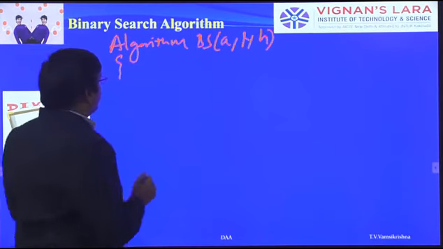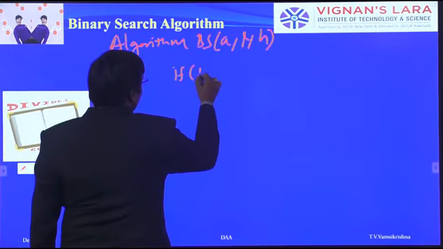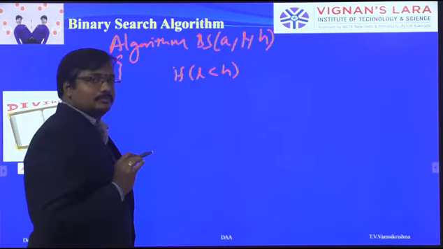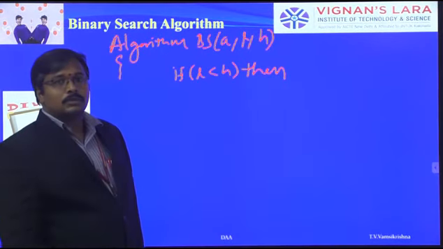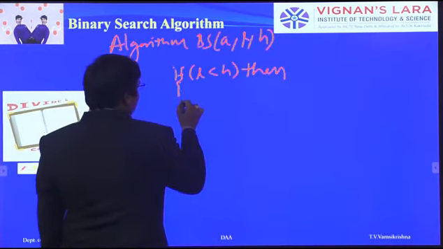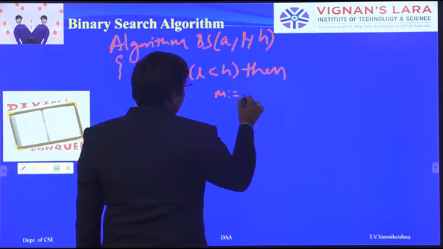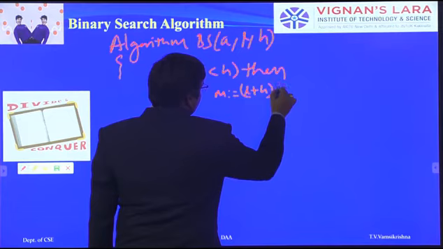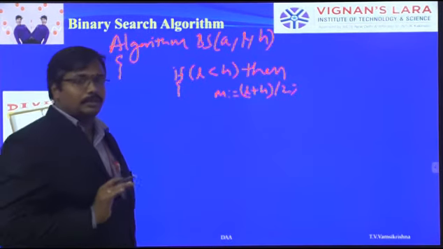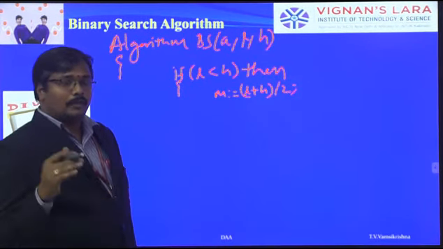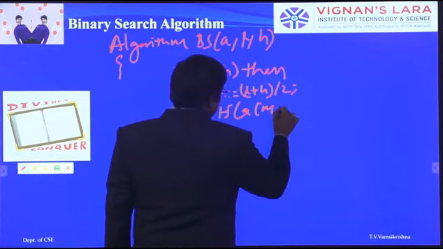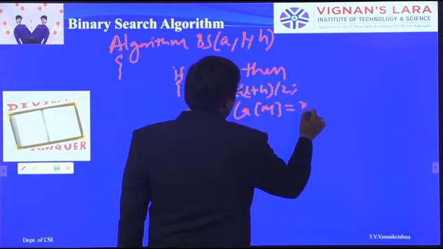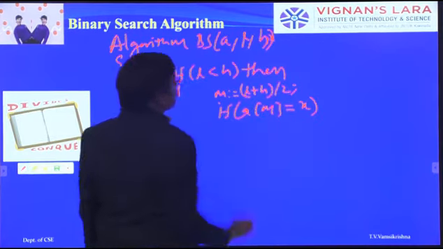Before going to the mid, first we need to check if L is less than H or not. If L is less than H, then what I have to do is calculate the mid. Mid is equal to (L plus H) by 2. Means we need to calculate the mid position. After that, we need to check our required element, means if A of M is equal to our required element or not. So here we need to pass the required element also, X.